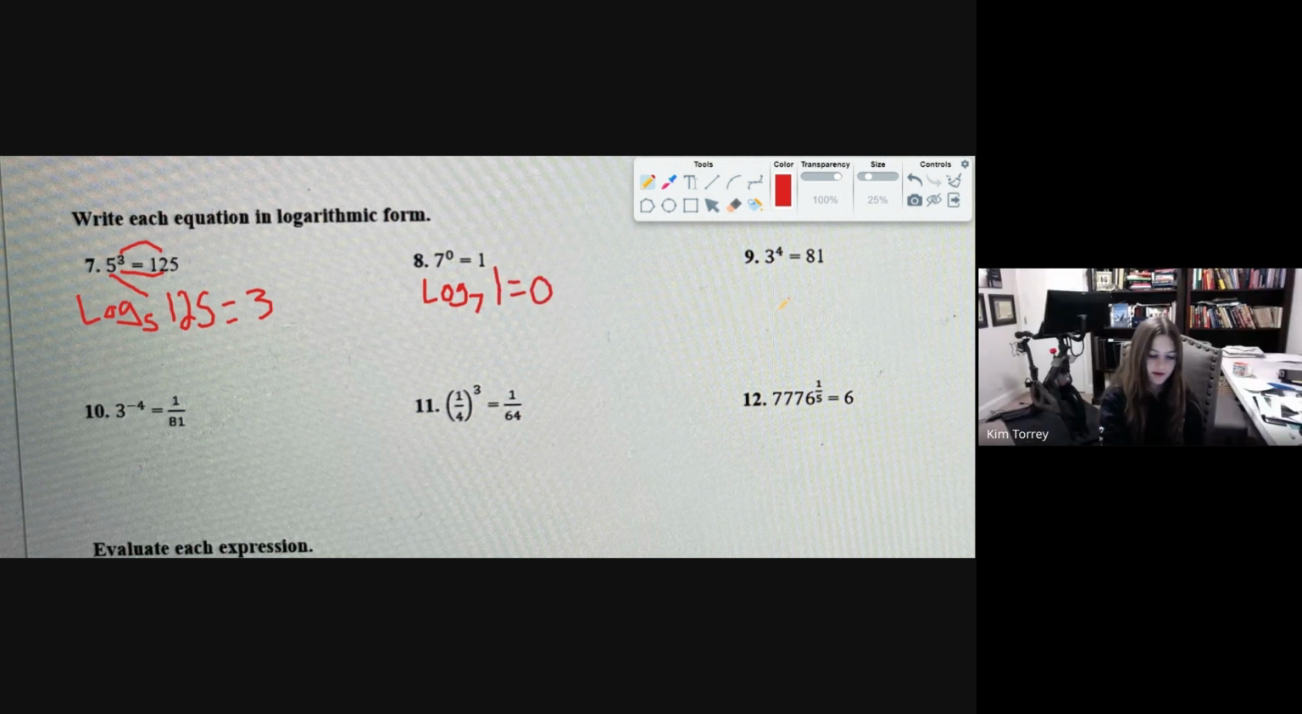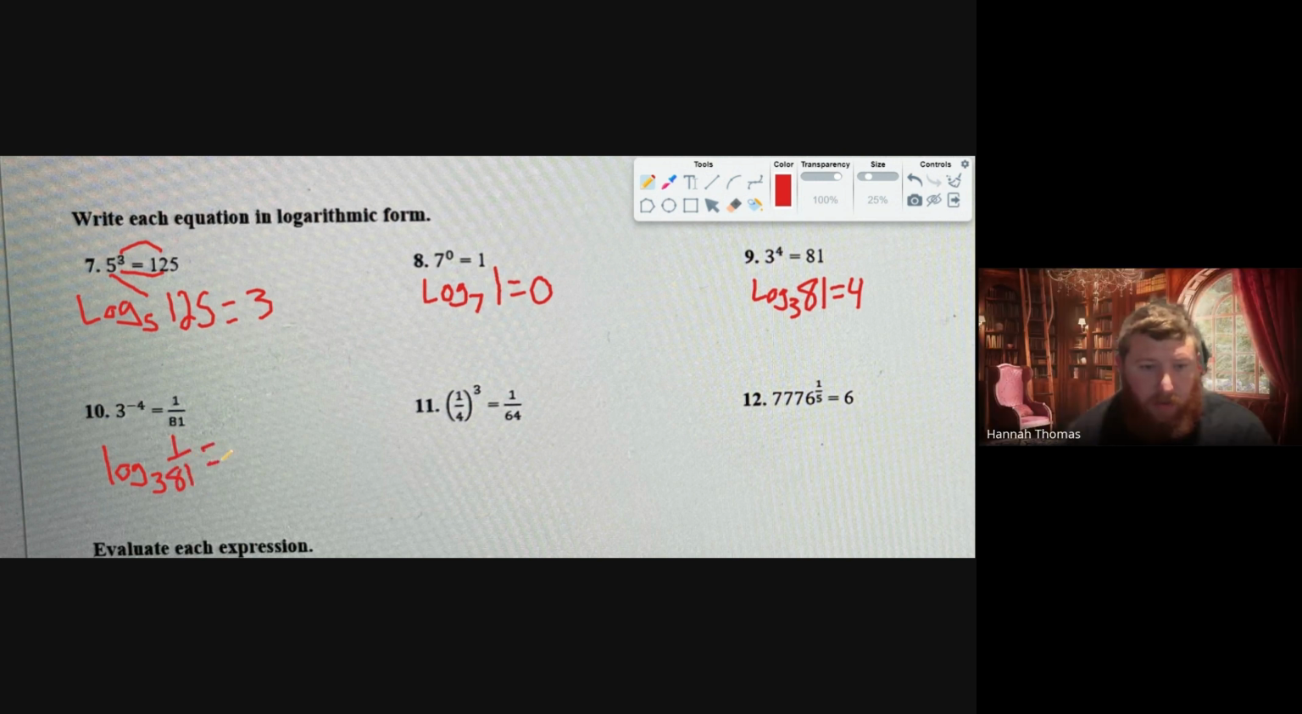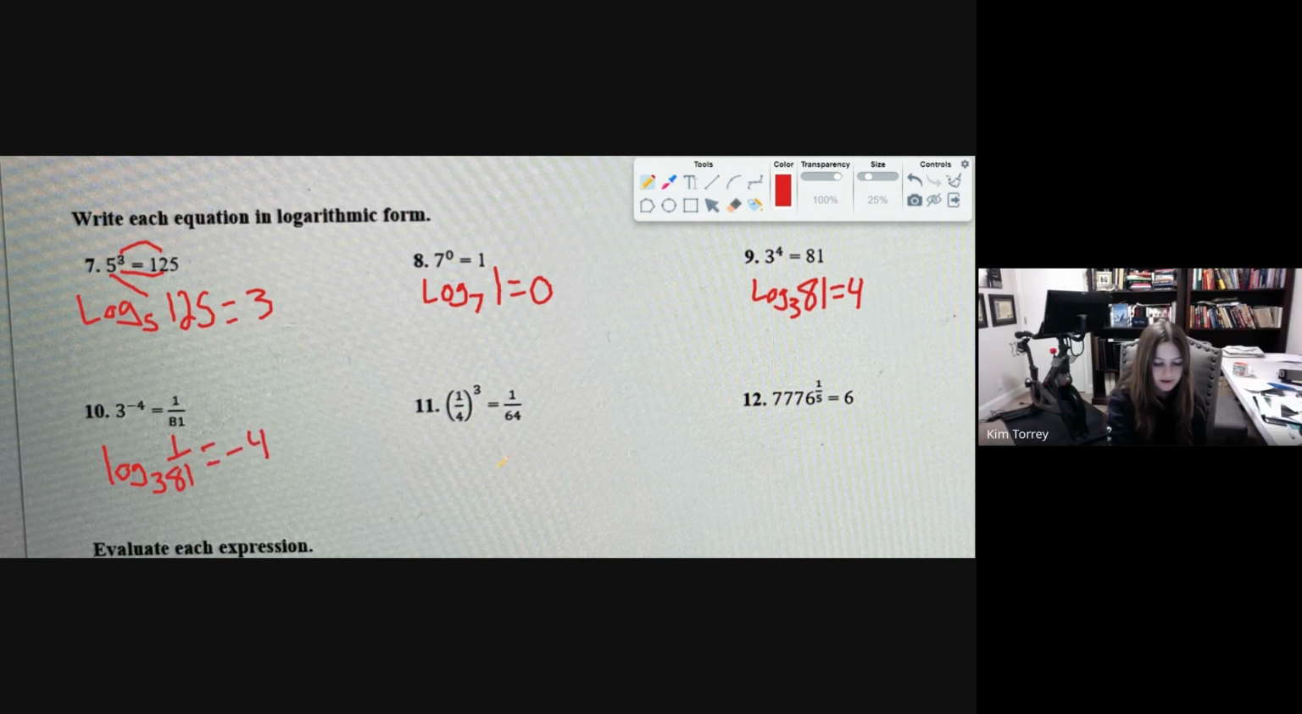And then 9, it would be log base 3, and then 81 equals 4. Yep. All right. Then for this one, it would be log base 3, 1/81 equals -4. It was 1/81, but yeah. Oh, that's what I meant. And then for 11, it would be log base 1/4, and then 1/64 equals 3.